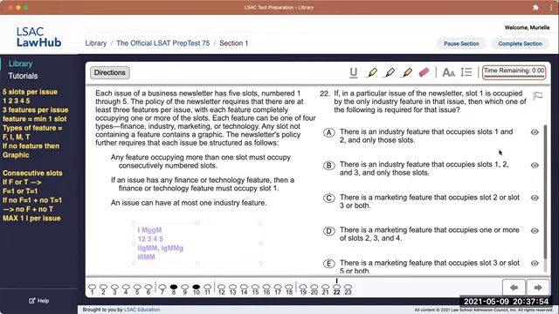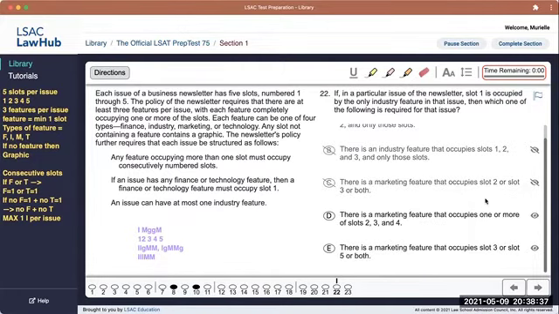Same with B, we know the industry feature could occupy slot 1 and 2, or slot 1, 2, and 3. Those are all possible. So none of those things is actually required because they could be true or they could be false. So A and B can both be eliminated. C, there's a marketing feature that occupies slot 2 or slot 3 or both. Not necessarily. We could actually have the marketing features just in slots 4 and 5. And we actually have 2 examples of that, right? One where the industry feature occupies the first 3 slots, and another one where we actually throw a graphic in there. Okay, so we can eliminate C.